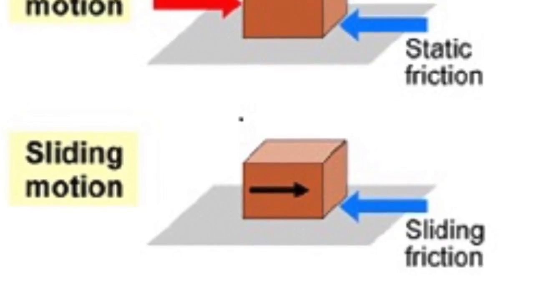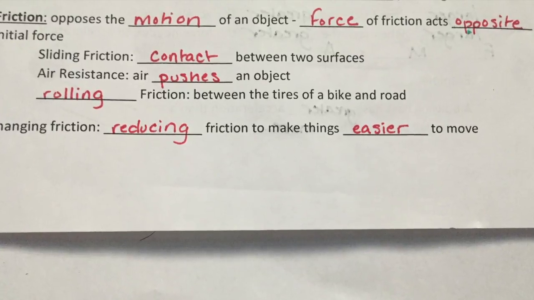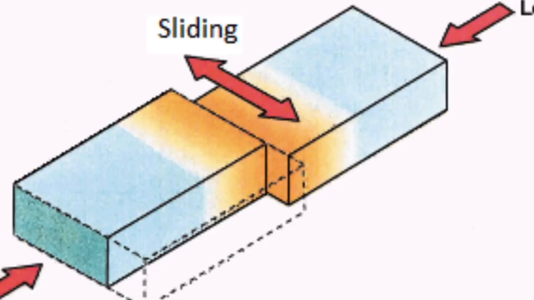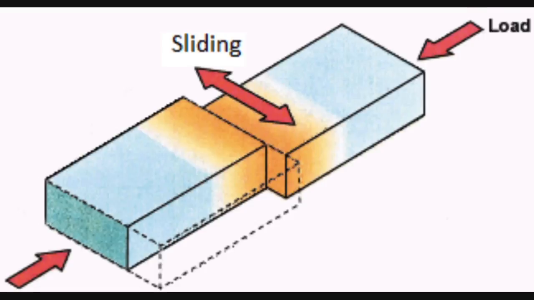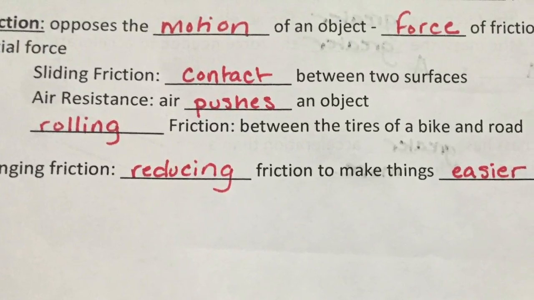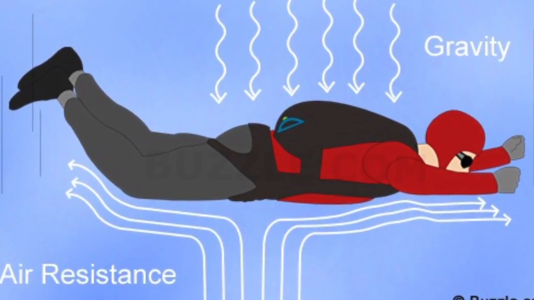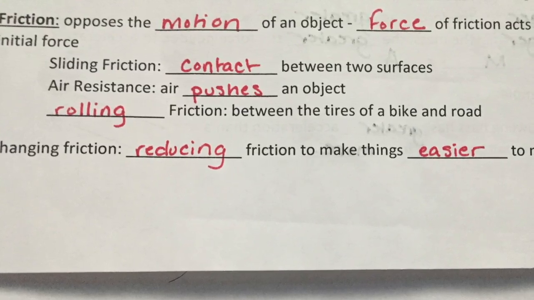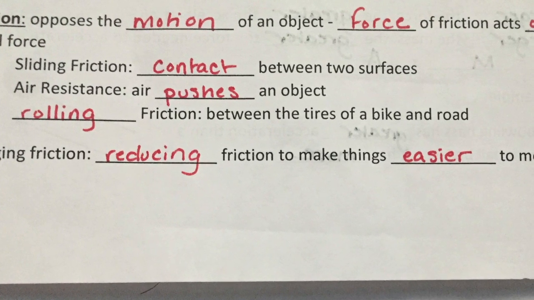So we're going to look at a few different types of friction. The first one is sliding friction, which is when there is contact between two surfaces. You can see the picture here. We've got two different surfaces that are being pressed against each other, sliding with the friction. And air resistance is another type of friction. It's where air pushes against an object. You can see the air resistance pushing up on our skydiver in our picture here. And then we also have rolling friction, which is the friction between the tires of a bike and the road or any other type of rolling object.